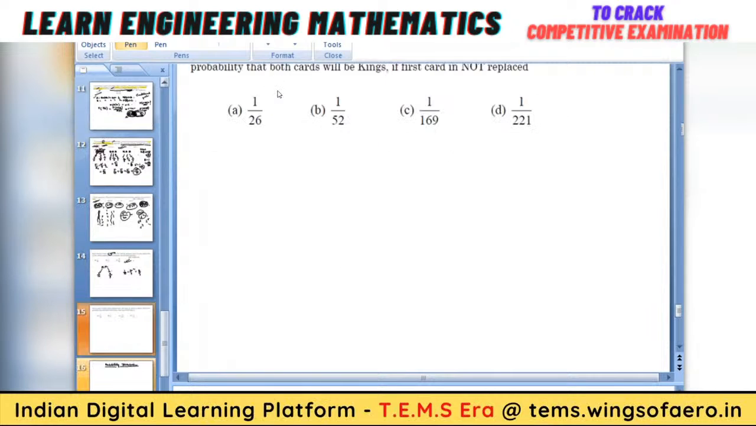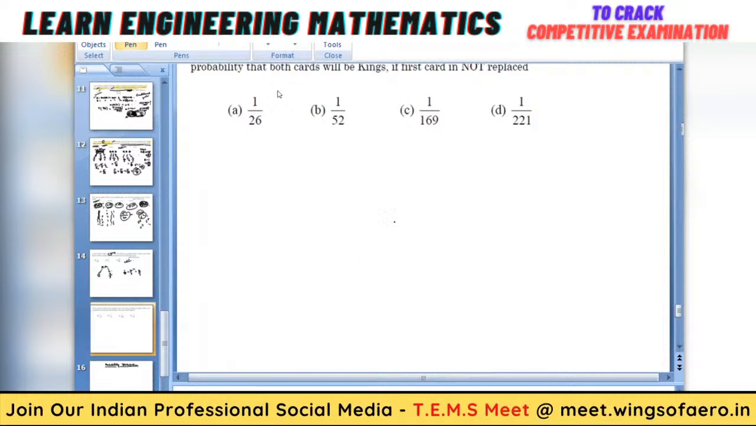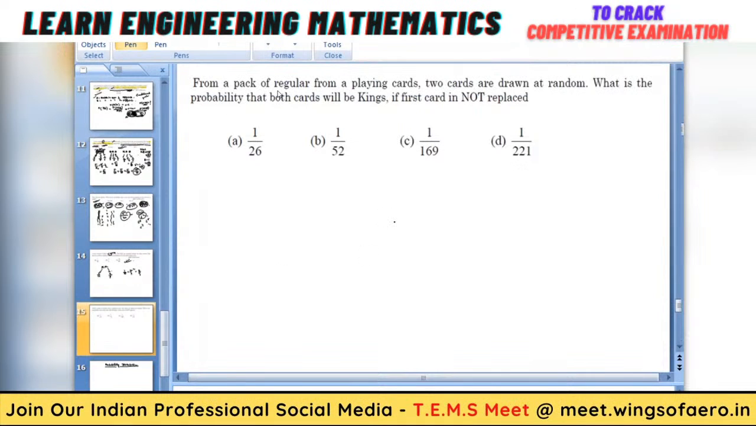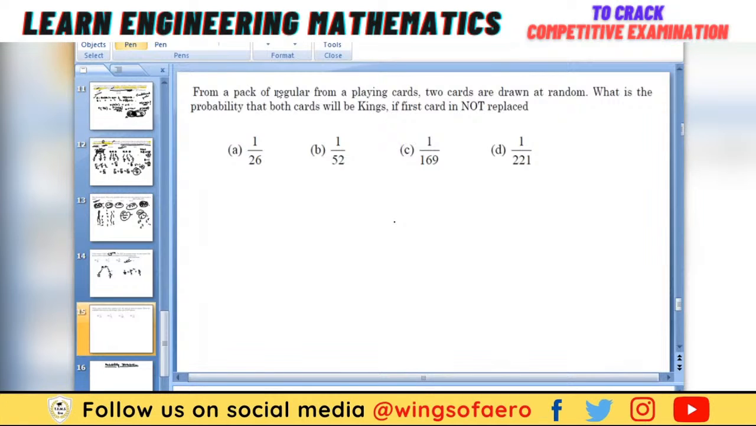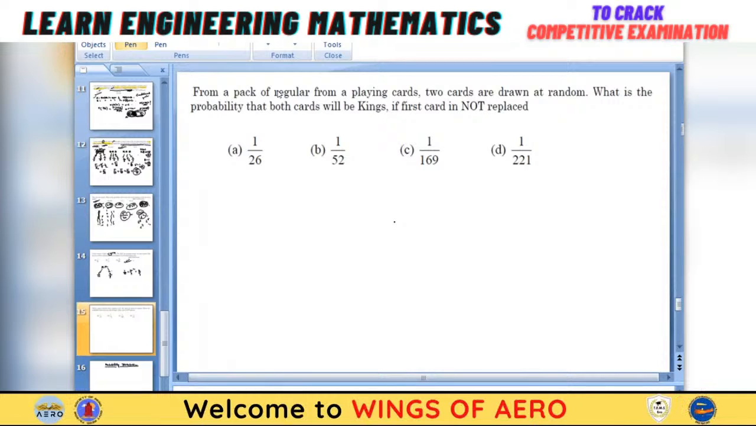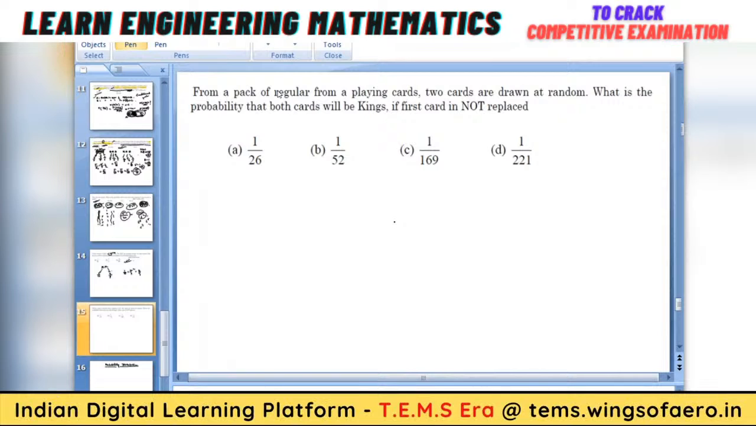Next, from a pack of regular playing cards, two cards are drawn at random. What is the probability that both cards will be kings if the first card is not replaced?